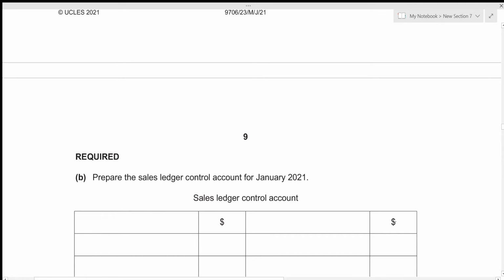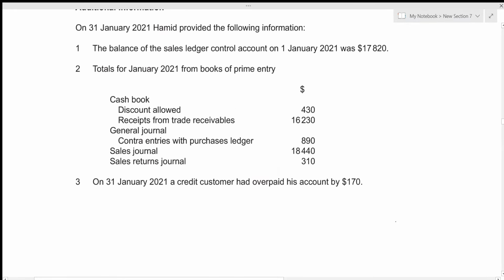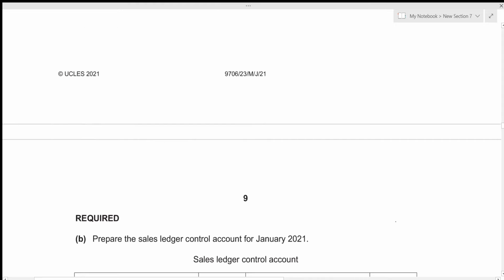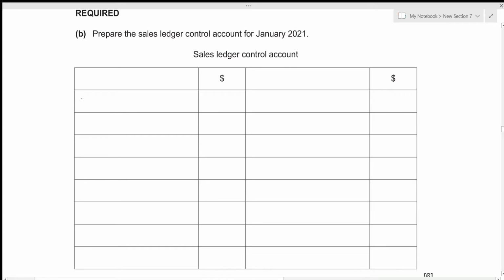Now let's have a look at this question. We need to prepare the sales ledger control account for January 2021. So for the first information, we're already given the balance of the sales ledger control account on 1st January 2021, which was 17,820. And whenever we're talking about sales ledger control account, the balance will always be recorded at the debit side if we're talking about the opening balance. So let's do that first. So opening balance, we can write it down as balance BD. And we're already given the amount of 17,820 in the first information.